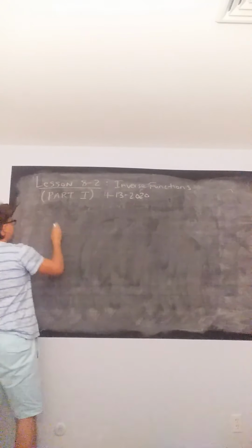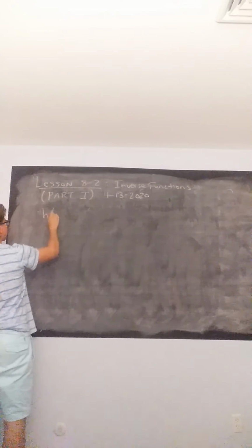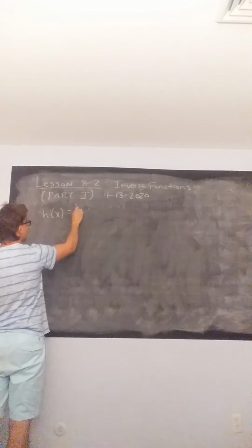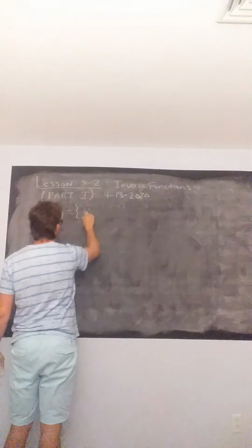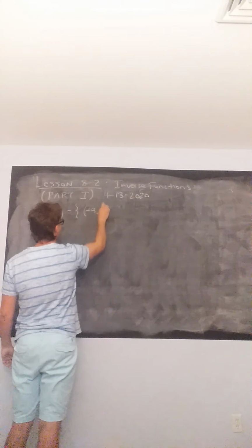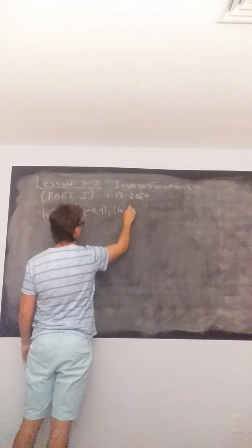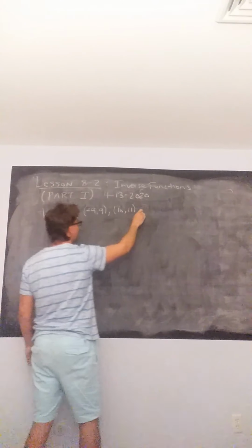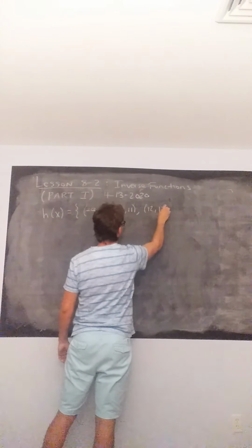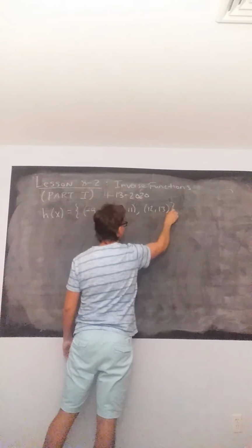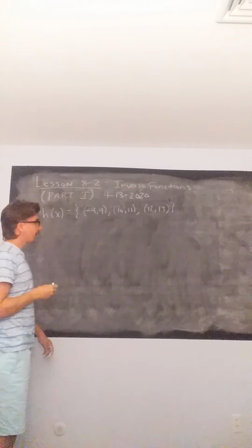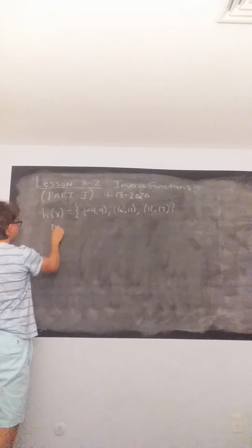So let's look at an example here. Let's say we have the function h of x, and we're going to have the ordered pairs (-9, 9), (10, 11), (12, 13). So let's talk about what the domain of h would be.